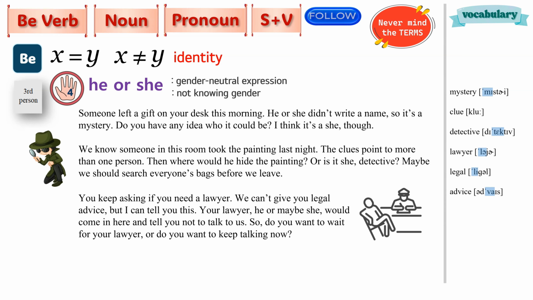We know someone in this room took the painting last night. The clues point to more than one person. Then where would he hide the painting? Or is it she, detective? Maybe we should search everyone's bags before we leave. You keep asking if you need a lawyer. We can't give you legal advice, but I can tell you this. Your lawyer, he, or maybe she, would come in here and tell you not to talk to us. So, do you want to wait for your lawyer, or do you want to keep talking now?